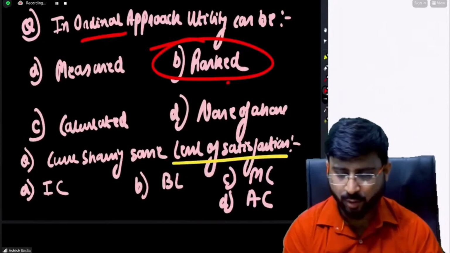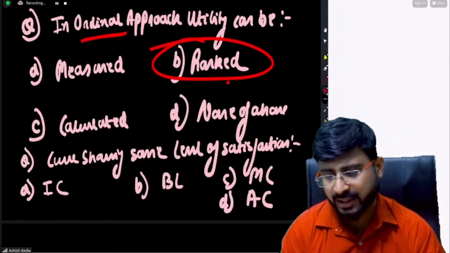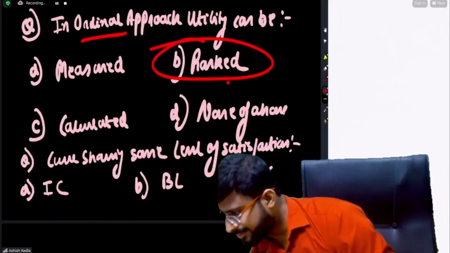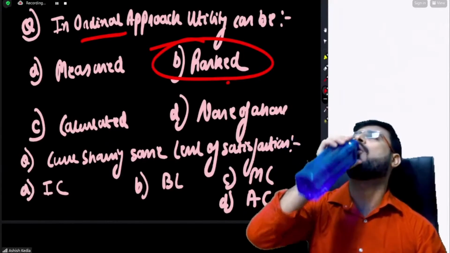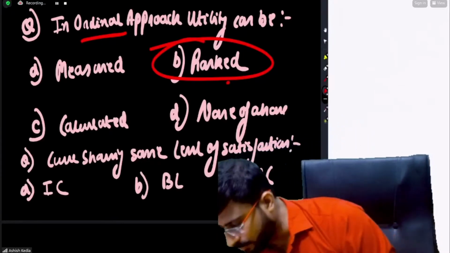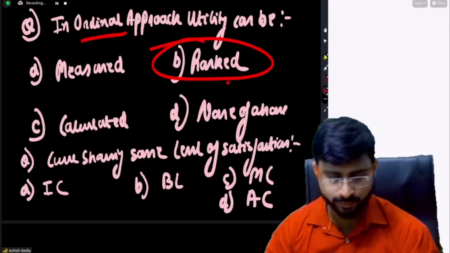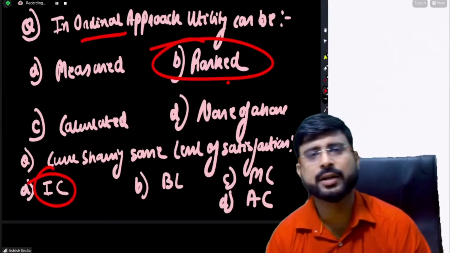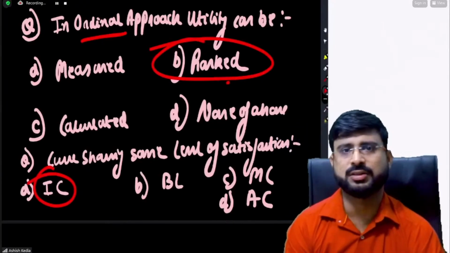Acha. Again, another question. Which curve shows the same level of satisfaction? A, indifference curve. B, budget line. C, marginal cost curve. D, average cost curve. What say everybody? Correct. Indifference curve is the answer. You all are correct.